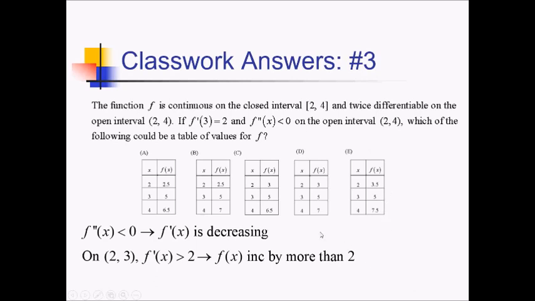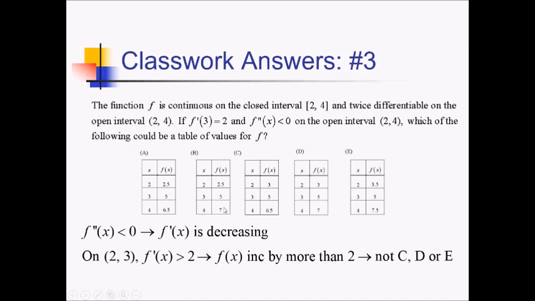So based on the fact that we have to increase by more than 2 on the interval 2 to 3, we can eliminate choices C, D, and E. Well, it's down to A and B. And the only difference between these two is that A is going up by 1.5 along that next interval, while B is going up by 2.